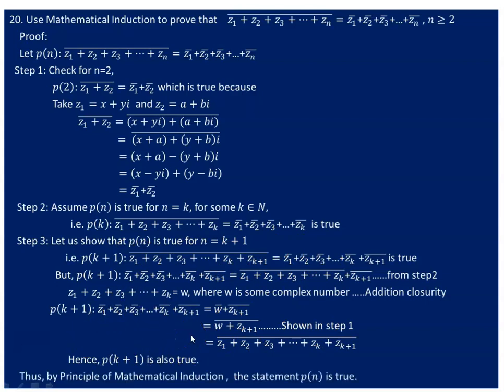By the principle of mathematical induction, the statement that says the conjugate of the sum of n complex numbers is equivalent to the sum of the conjugates of each of the n complex numbers is right. So this proves our mathematical concept or statement.